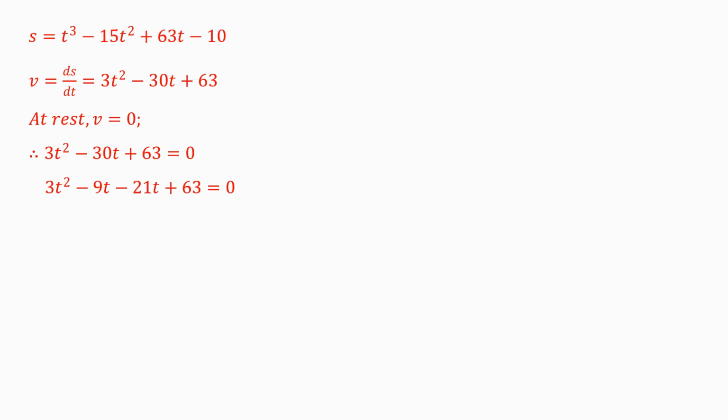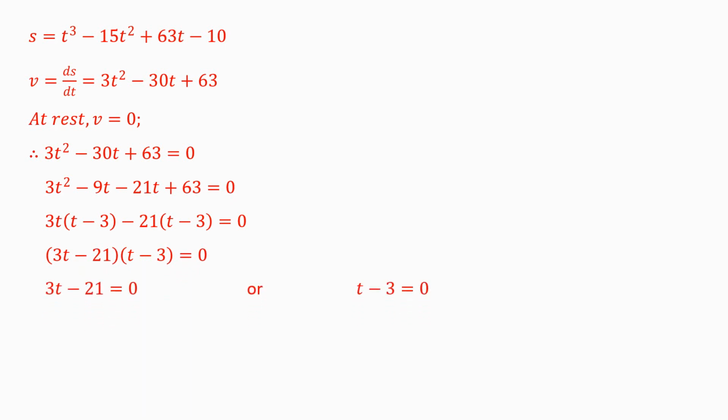And the factors are negative 9 and negative 21. Then the common factor between 3t squared and negative 9 is 3t. So 3t into t minus 3, minus 21 into t minus 3, is equal to 0. So that means 3t minus 21 is equal to 0, or t minus 3 is equal to 0.